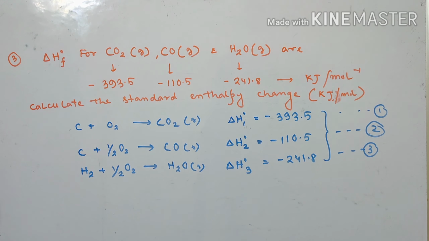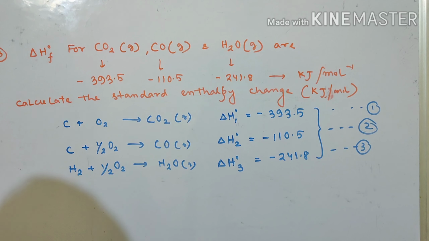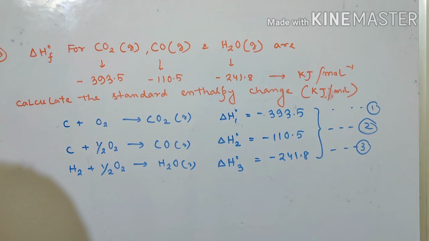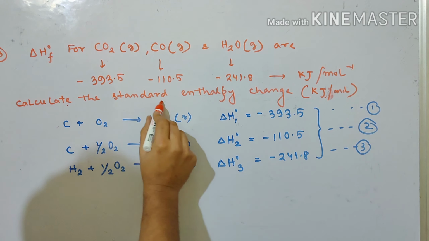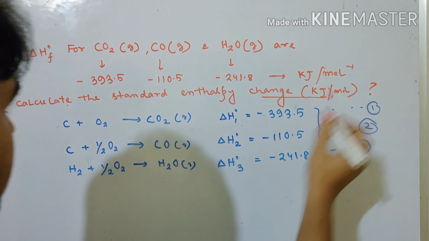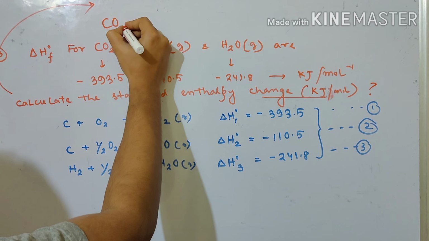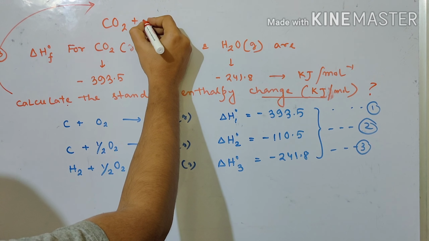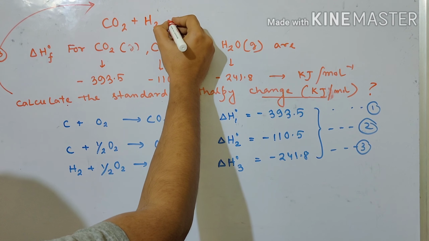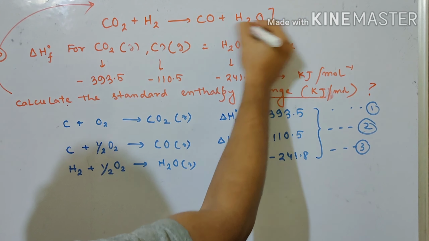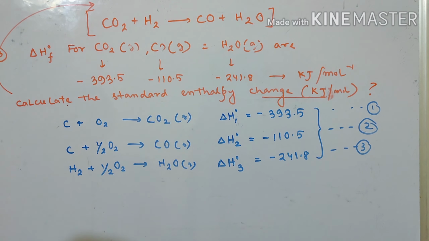If we have to calculate the standard enthalpy change, now one thing is to be mentioned, which I have not written in the question, because till now you can still pause the video and solve the question. Calculate the standard enthalpy change for what? For this reaction. The reaction is CO2 plus H2 giving rise to CO plus H2O. For this reaction we have to calculate.